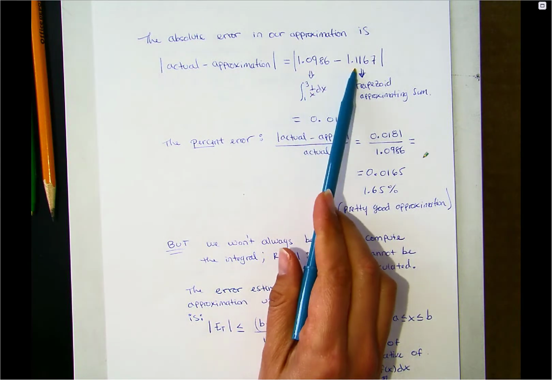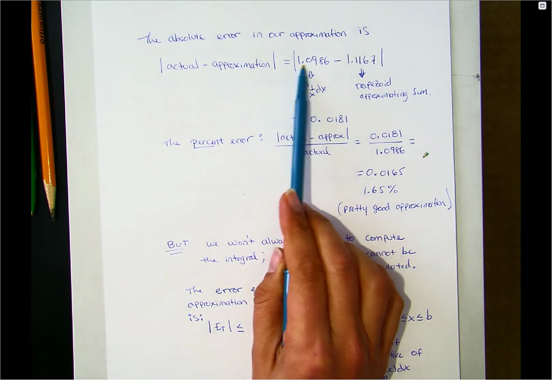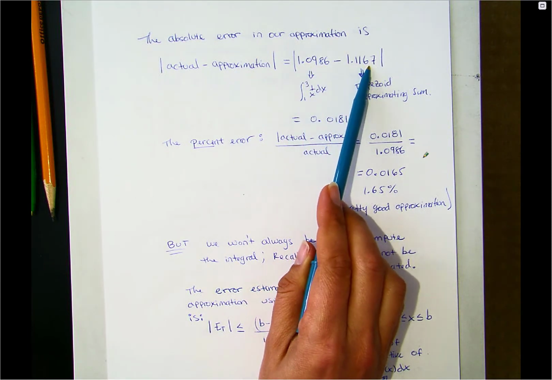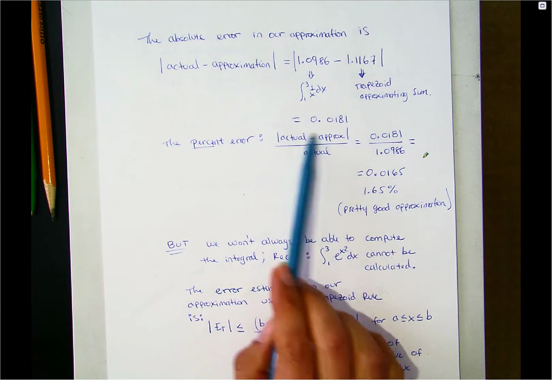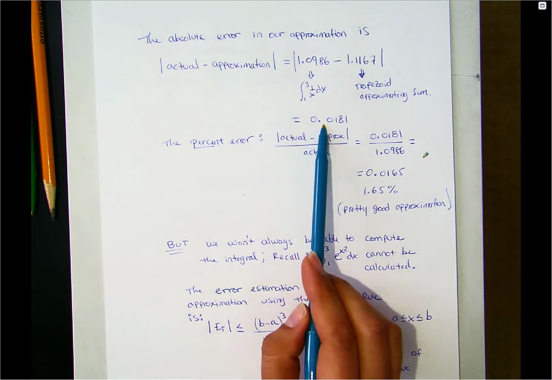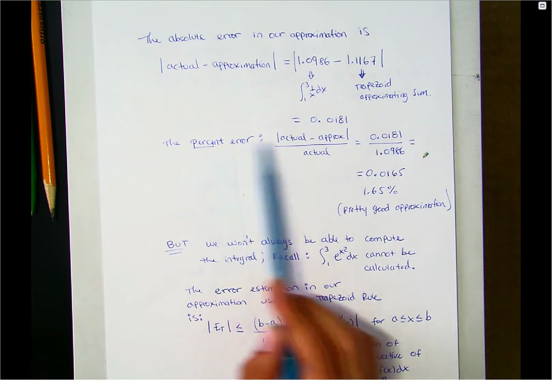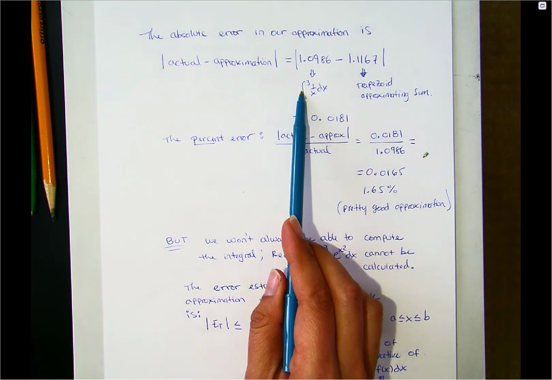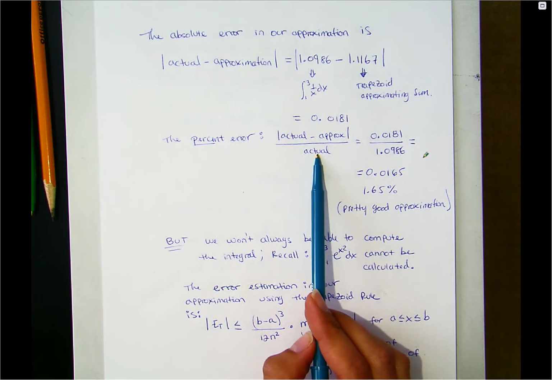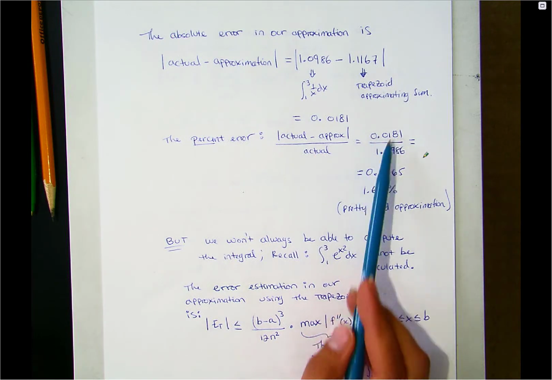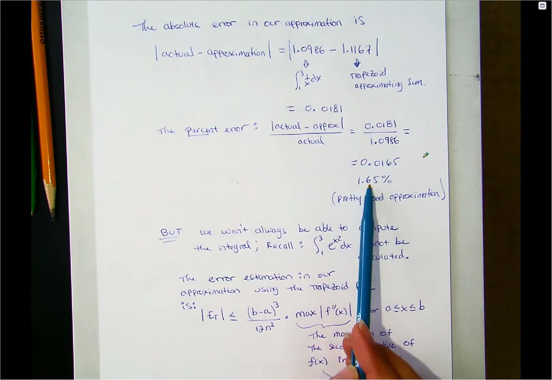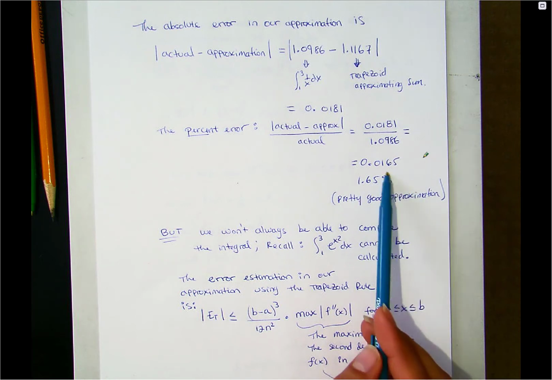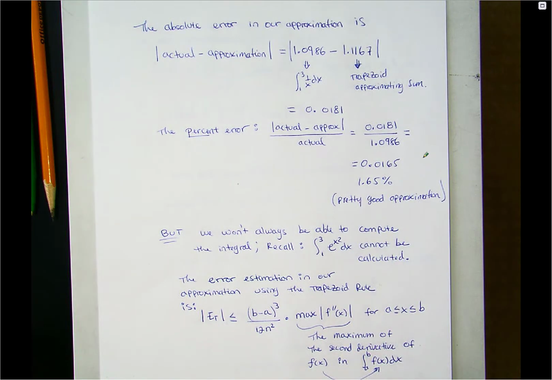And so in this case, we have 1.0986 minus 1.1167, so this is an over approximation, which means this is a negative number on the inside, but you take the absolute value. So it's 0.0181. The percent error is the error we found above, the absolute error, divided by the actual, which was 1.0986 from our integral, and you get this when you convert it to a percent, multiply by 100. So which is a pretty good approximation, not the best, but it's not the worst either.